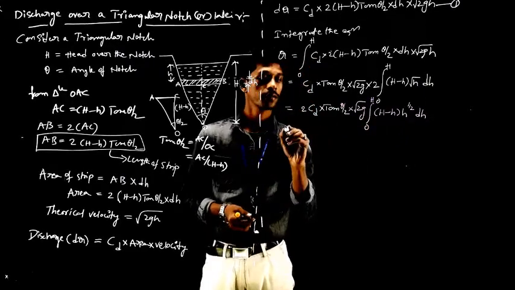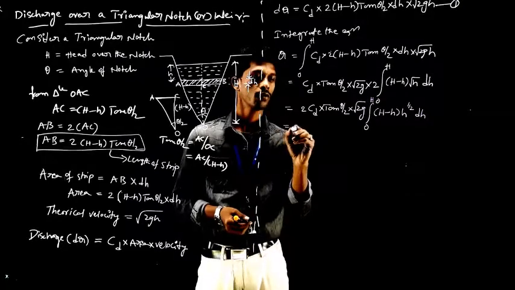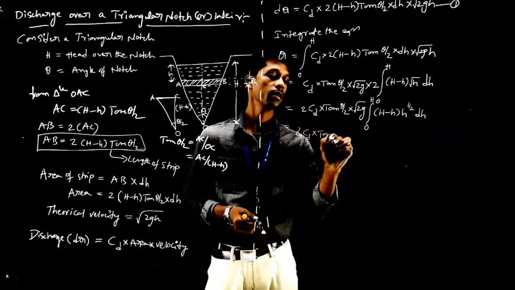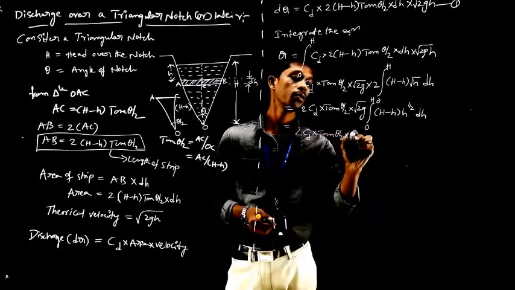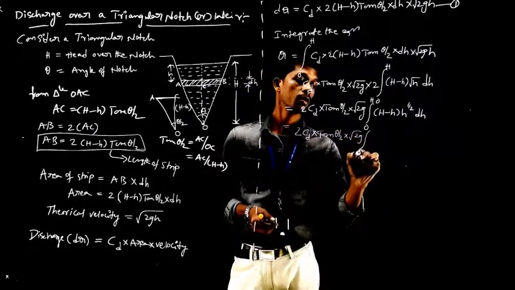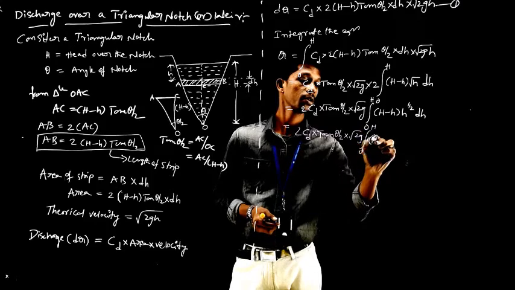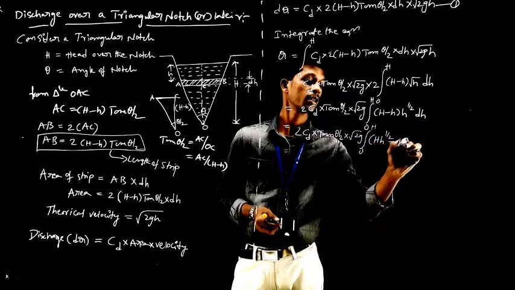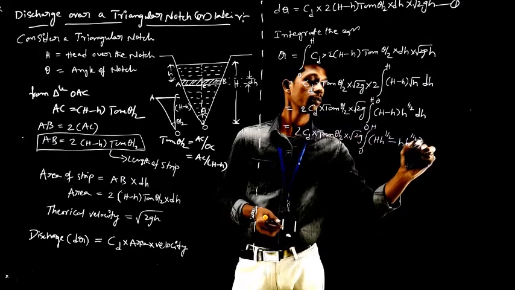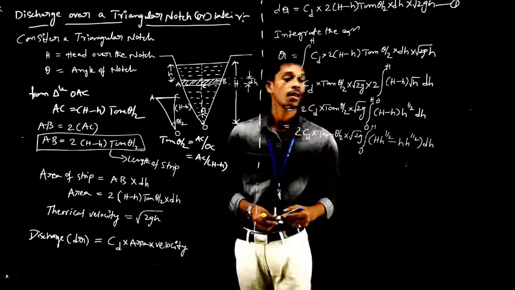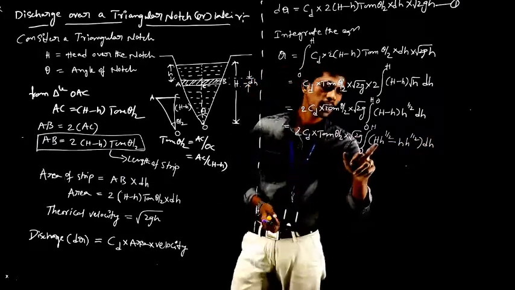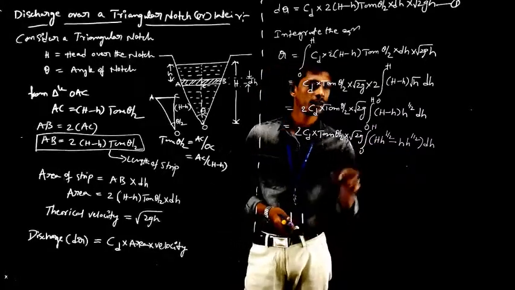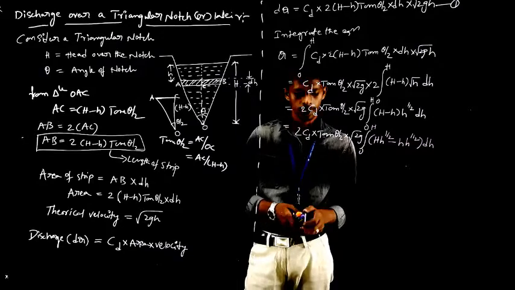Let us multiply this h power 1 by 2 inside. You will get 2 times CD multiplied by tan theta by 2 into root 2g multiplied by the integral from 0 to H of capital H into small h power 1 by 2 minus small h into small h power 1 by 2 dh. Let us apply the integration for the individual terms. Here the capital H is a constant term.